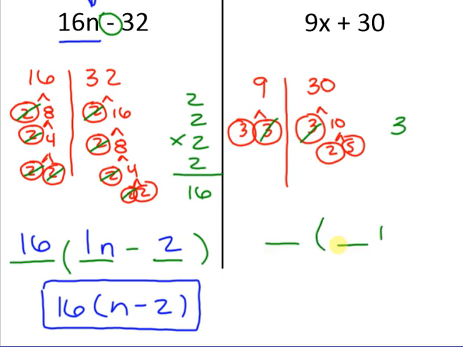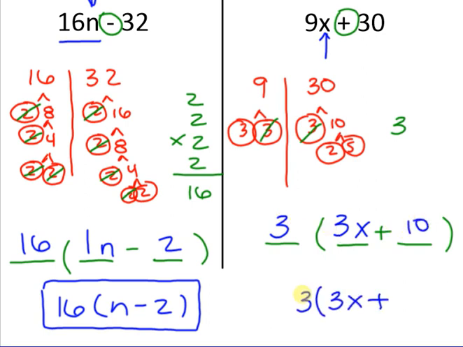I'm going to set up my forwards distributive property. I have addition on the inside. My GCF is 3. My variable is x, and it's on the first term. 9 divided by 3 is 3. 30 divided by 3 is 10. And I am done. And I can always, always, always double check my answer by doing forwards distributive property.